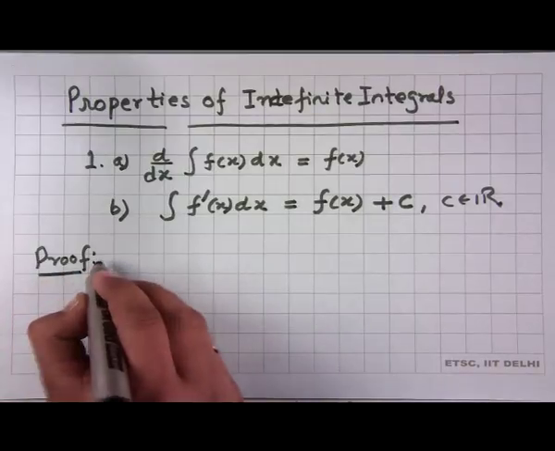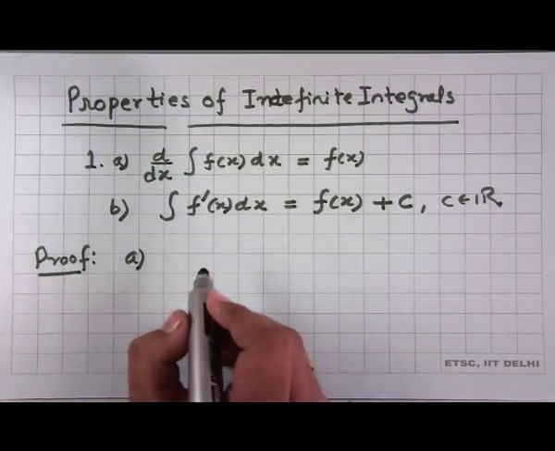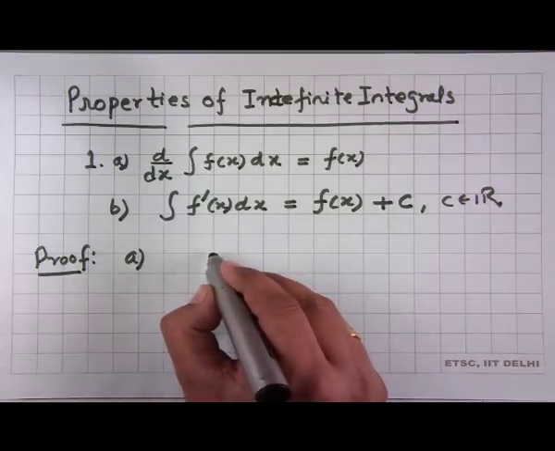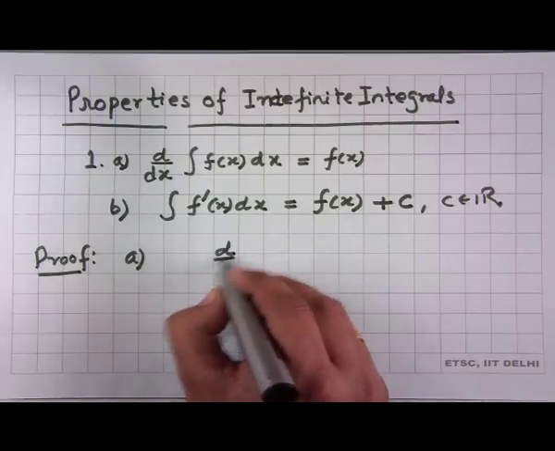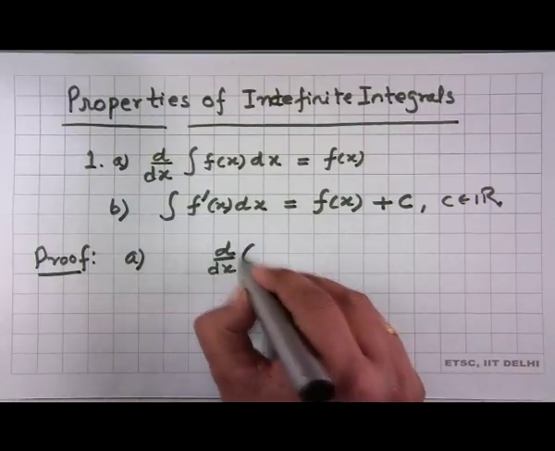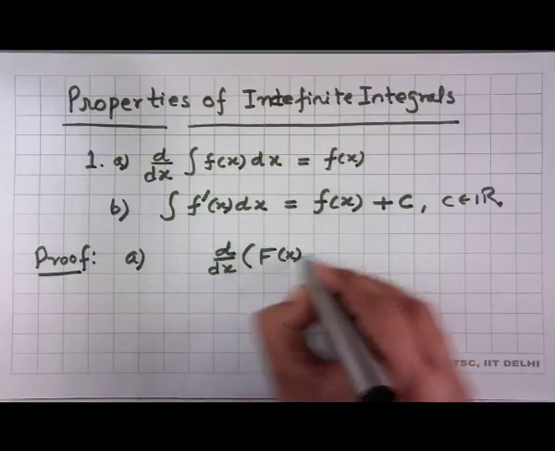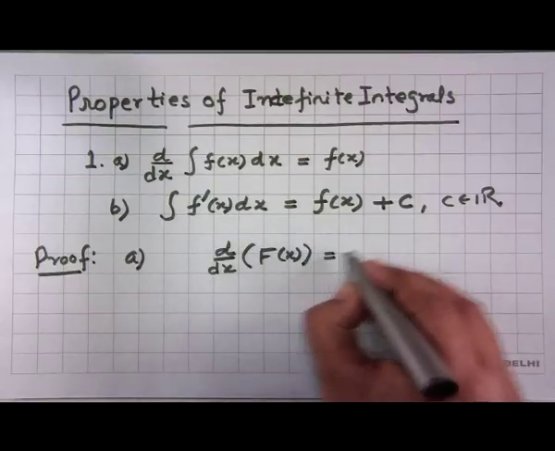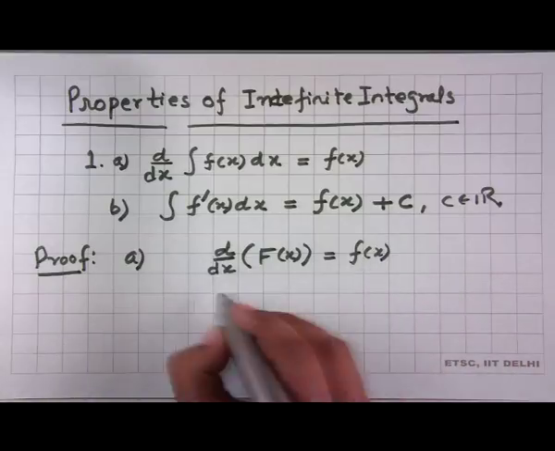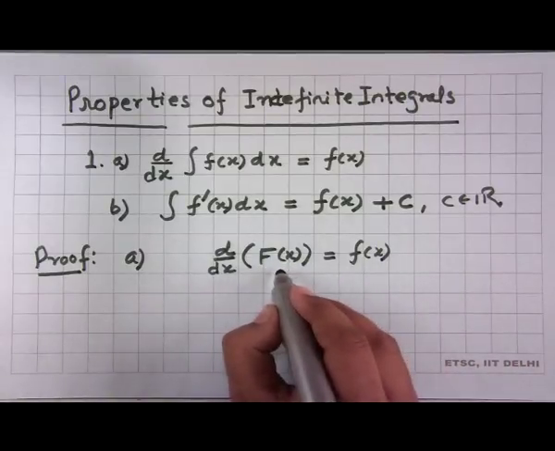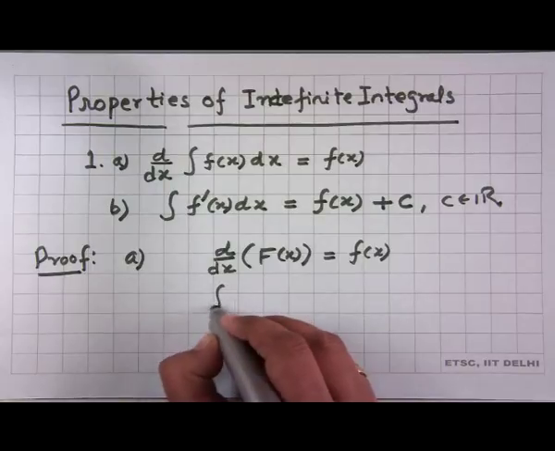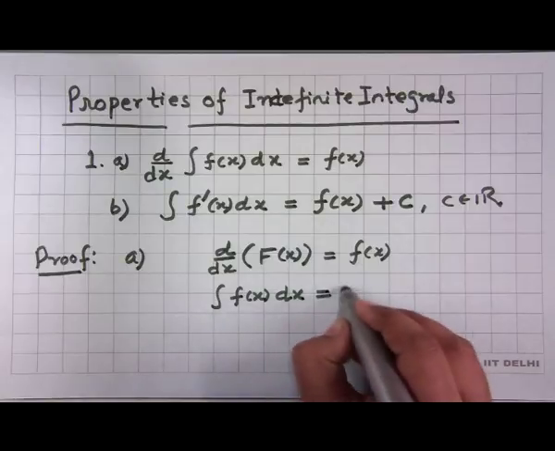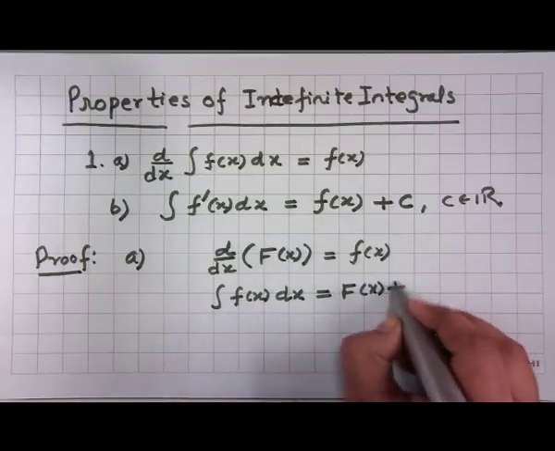Proof. Property A can be directly proved using the definition. We know from the idea of antiderivative that if d by dx of capital F x equals small f x, such that capital F x is the antiderivative of small f x, then the integral of f x dx is capital F x plus c.